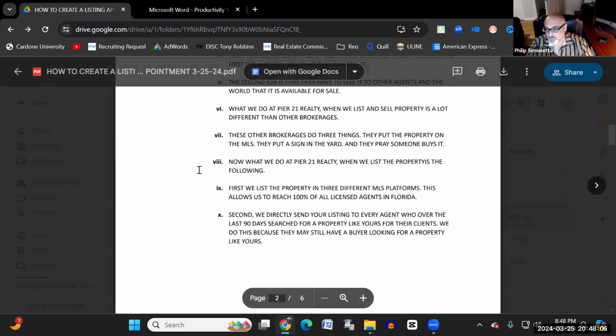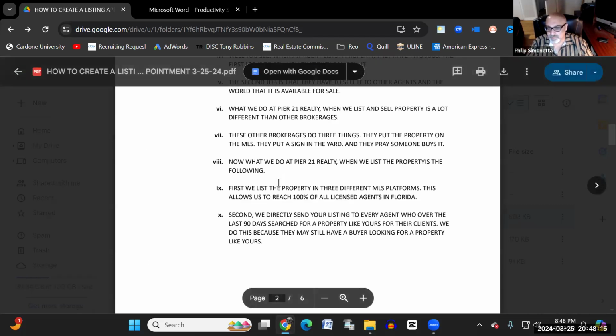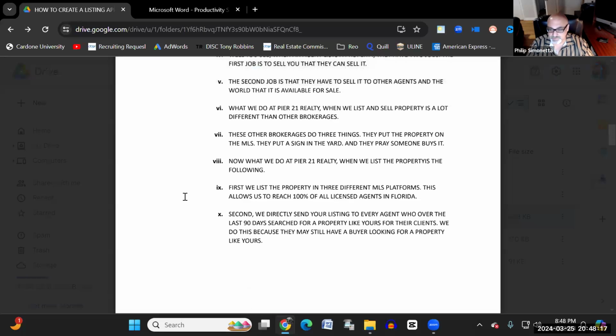Also, on Zillow, Trulia, all those sites, when we go active there, it's going to send a reverse search out to anybody who has a search active for a property like yours too. Because we're going to do the reverse search.